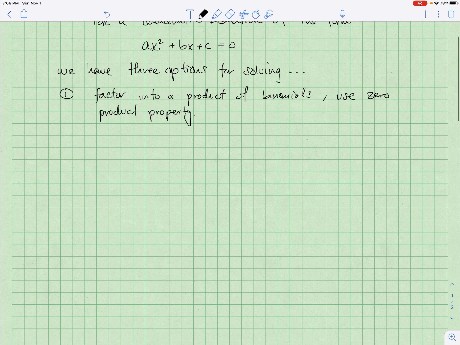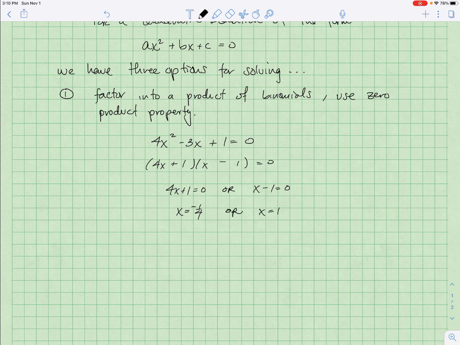And that might look something like this, right? Like 4x squared minus 3x plus 1 is equal to 0. And you might say, well, that's like a 4x and an x and a 1 and a 1, and something like 4x plus 1 and x minus 1 equals 0. And that allows you to break this up as 4x plus 1 equals 0, or x minus 1 equals 0, in which case x is equal to negative 1/4, or x is equal to 1.